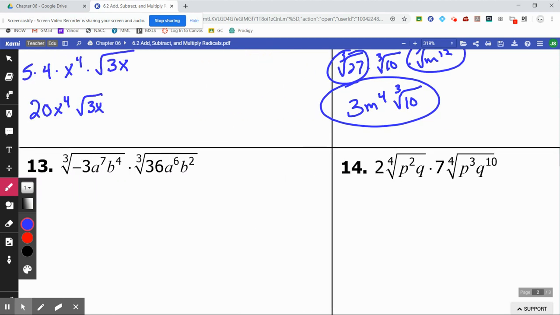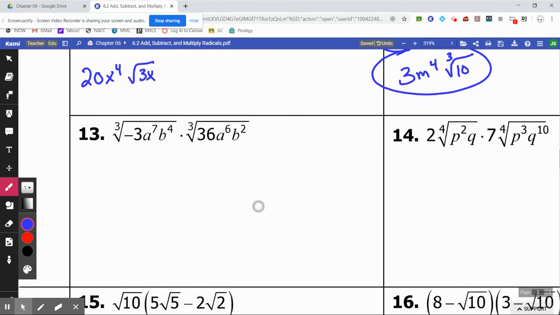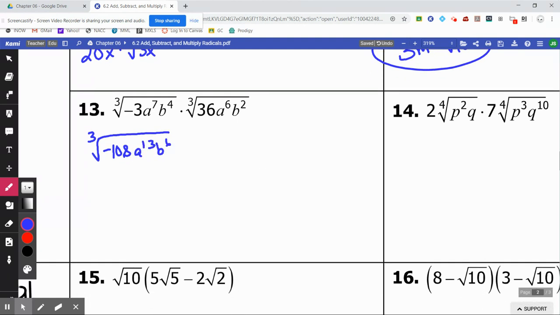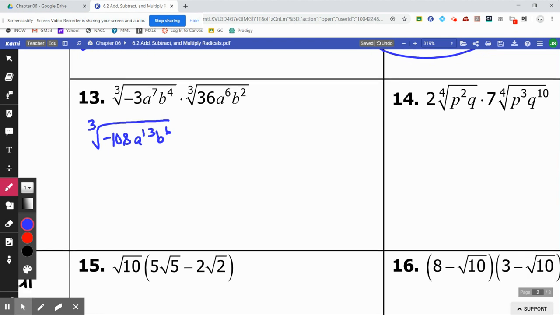Number 13. Again, no coefficients, so I'm simply multiplying the radicals. You have a third root of negative 3 times 36 is negative 108. Count the a's, there are 13. Count the b's, there are 6. And I'm doing a third root, so I need multiples of 3. Let's split this into, let me make that smaller. Two numbers that multiply to give me 108 would be a negative 27 and a 4.